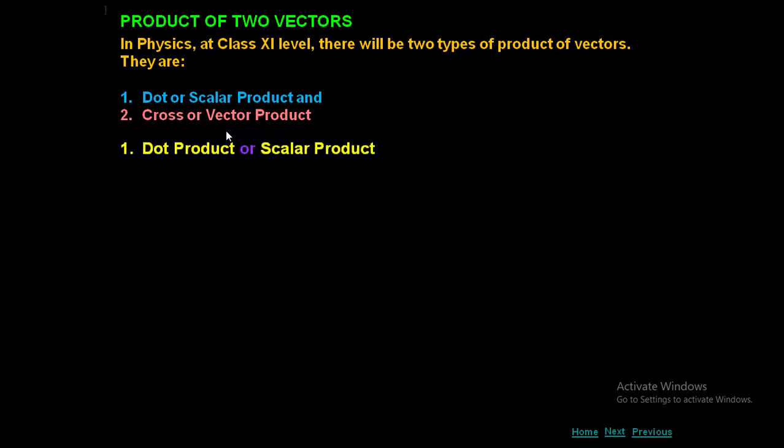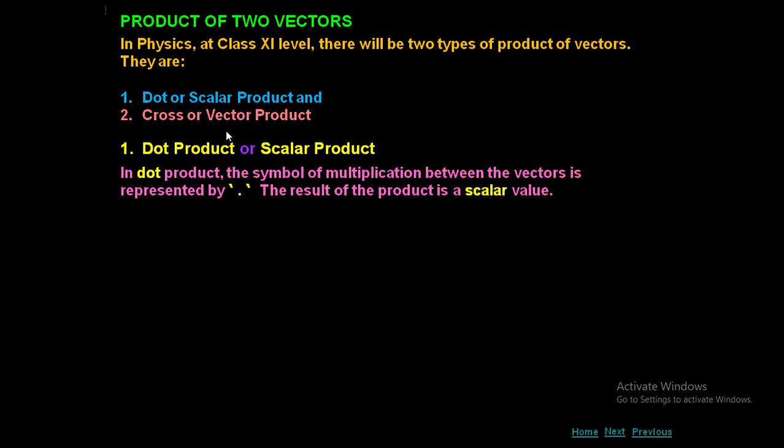Dot or scalar product. In dot product, the symbol of multiplication between the vectors is represented by a dot. The result of the product is a scalar value. Scalar means it has only magnitude but no direction.